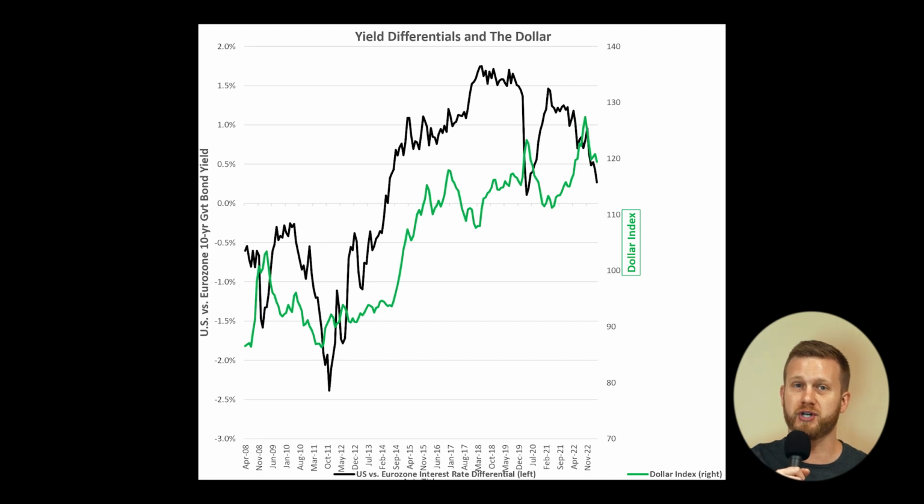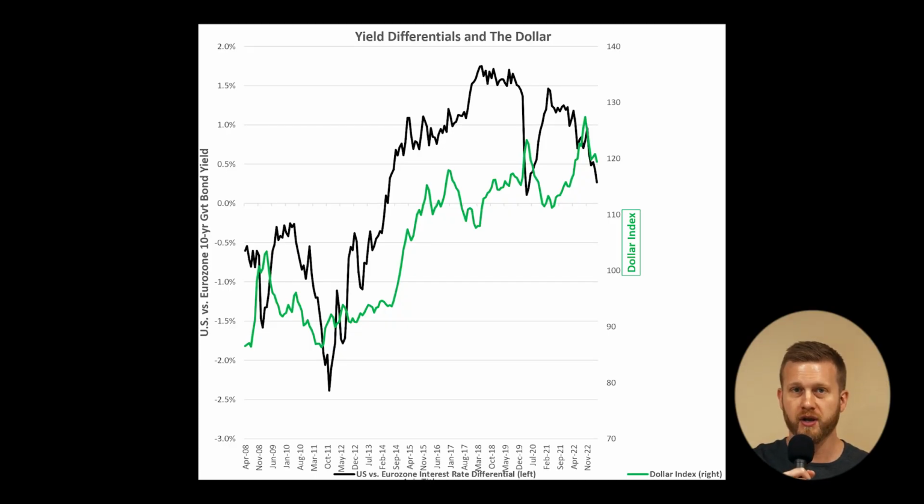The first and most important reason for dollar strength has been interest rate differentials, which just means the difference between the interest rates you can get on US government bonds versus other bonds. Think about it. If you can get a higher yield on a US Treasury bond than a UK gilt or a German bond, even after the cost of hedging your currency, why wouldn't you do it?